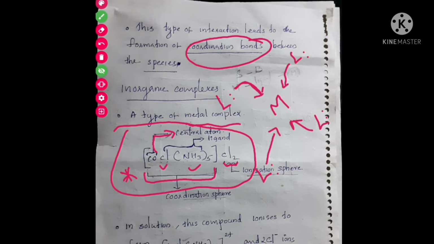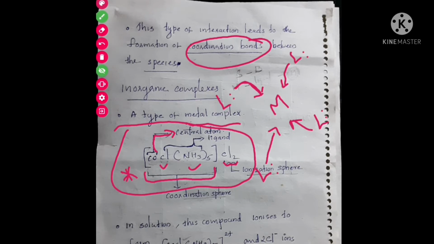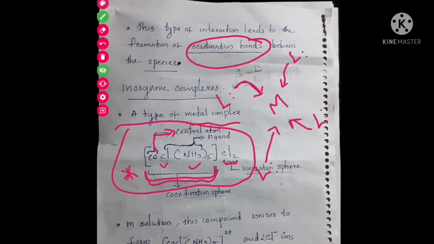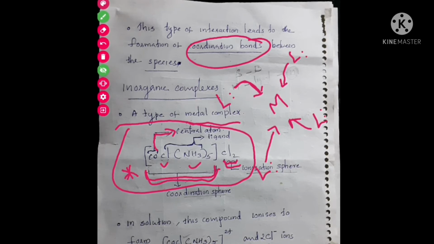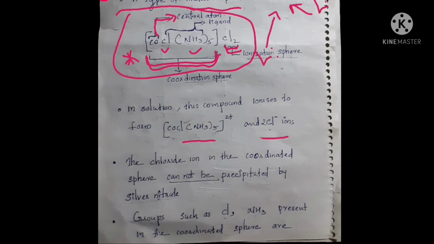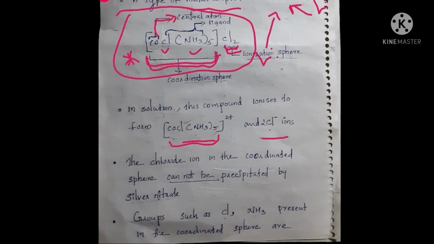Cobalt is the central atom, which is known as the substrate. Chloride ion and NH3, ammonia, these are ligands. Ligands are electron pair donors. And this one is the coordination sphere, and the second one is the ionization sphere. In solution, this compound ionizes and forms components like this. This is the coordination sphere.